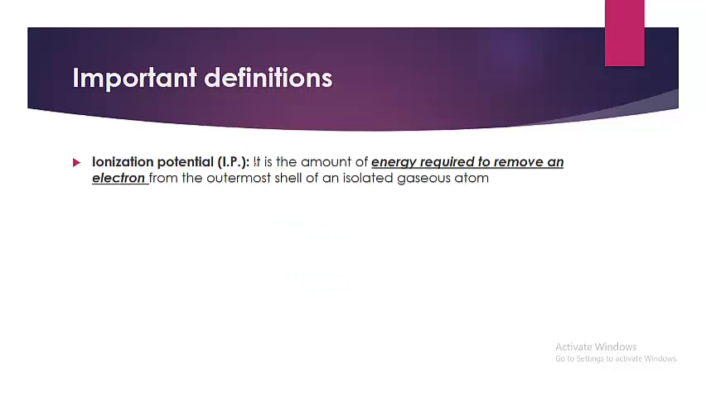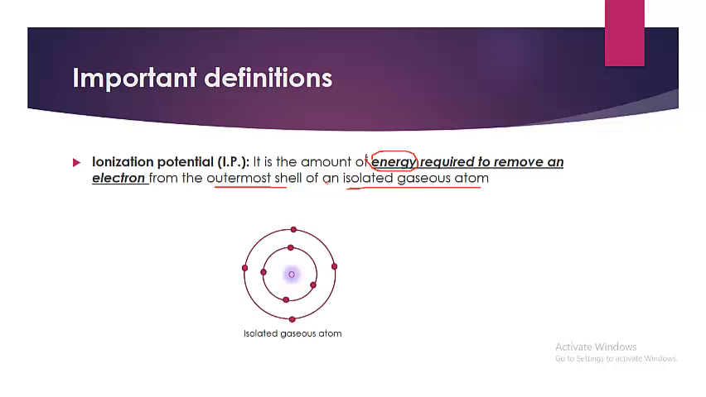Ionization potential. What is ionization potential? It is the amount of energy required to remove an electron from the outermost shell of an isolated gaseous atom. This is very important: outermost shell and isolated gaseous atom. It is not in a combined atom. The atom is in the form of an isolated gaseous atom. So it is essentially energy. What is the energy required to remove an electron from the outermost shell of an isolated gaseous atom?